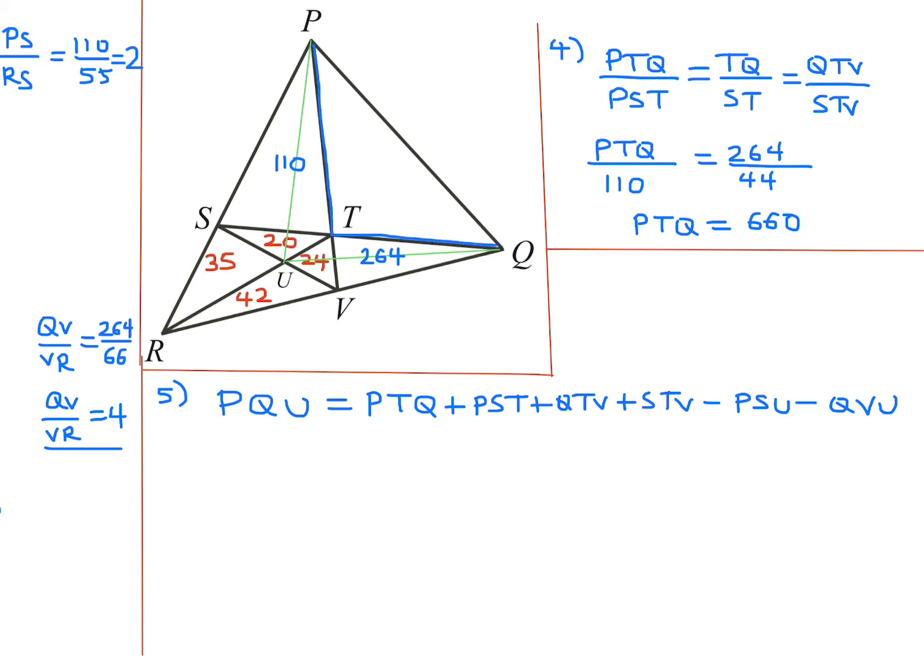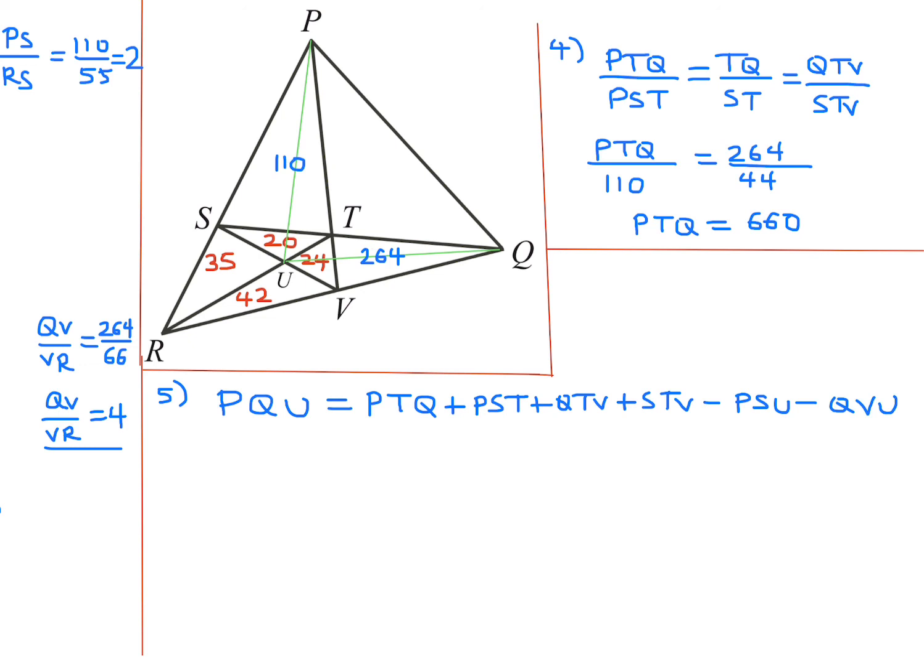PTQ, this is PTQ. And then PST, this is PST. QTV, this guy. Then STV. And then from this whole monster, we have to now take away PSU, which is this here, and QVU, which is this one here. If we do, we get left with PQU. So that's basically our strategy.